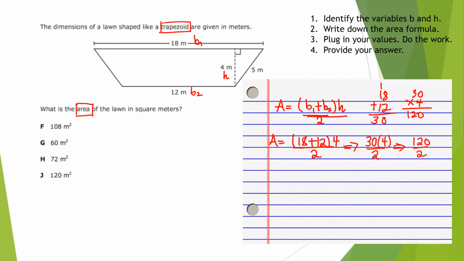And we're going to show our long division. 2 will go into 12 a total of 6 times. Bring down our 0. 2 will go into 0, 0 times. So we have a remainder of 0. So the area is going to be 60. Remember, we're measuring in square meters. So 60 square meters. So our answer would be G.